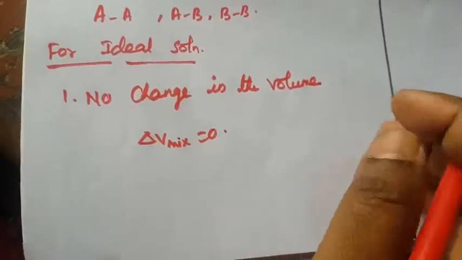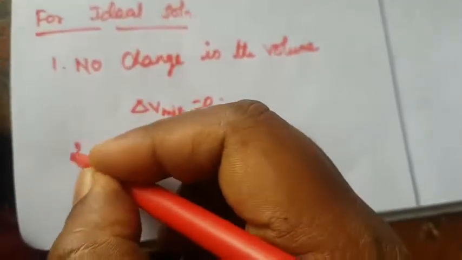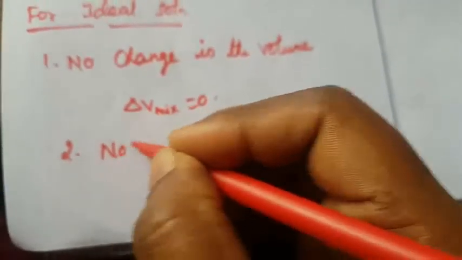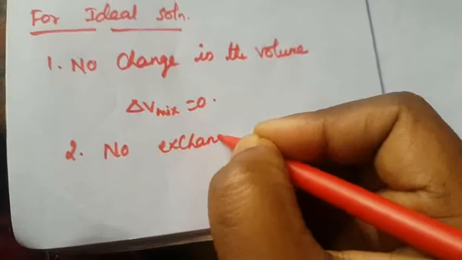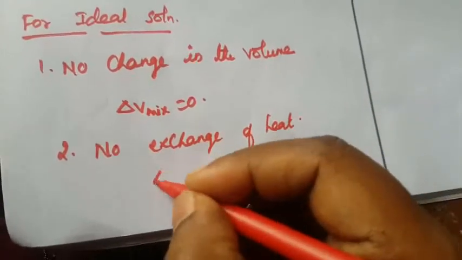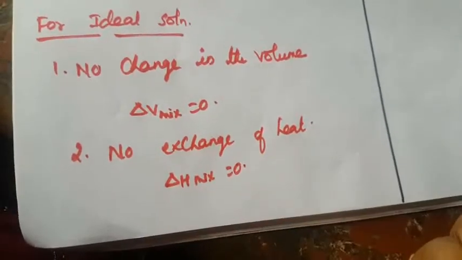Second one, there is no exchange of heat when the solute is dissolved in the solvent. When the solute is dissolved in the solvent, there is no heat exchange. That is, delta H mixing equal to 0. That is the second one.